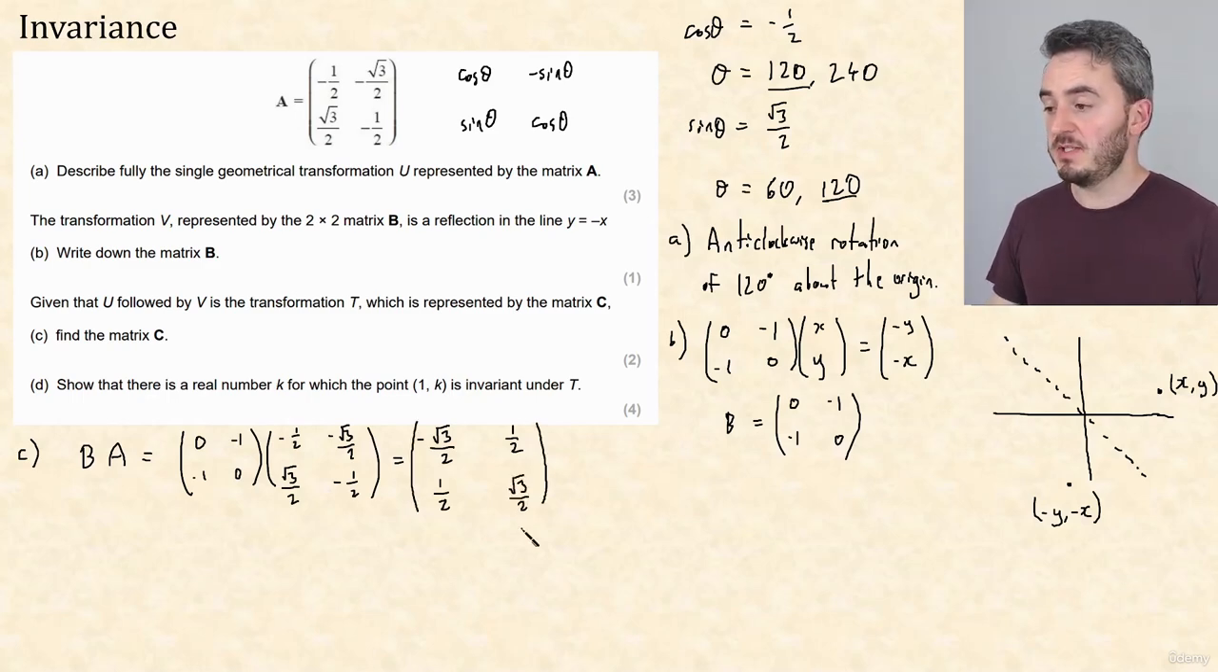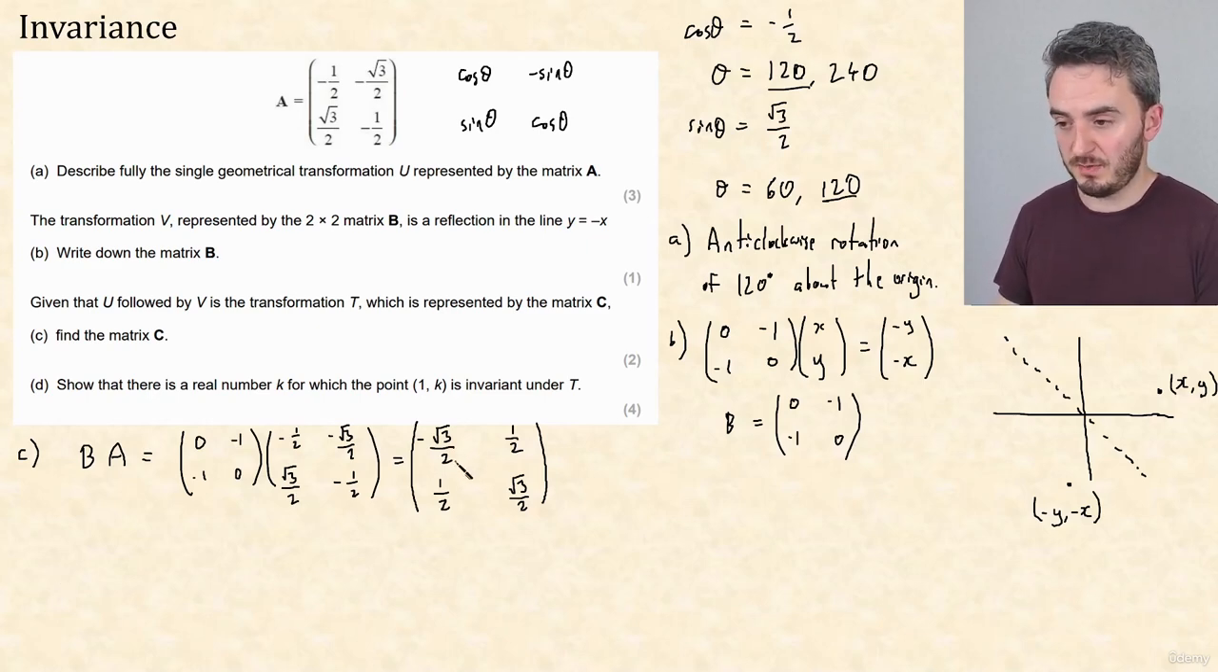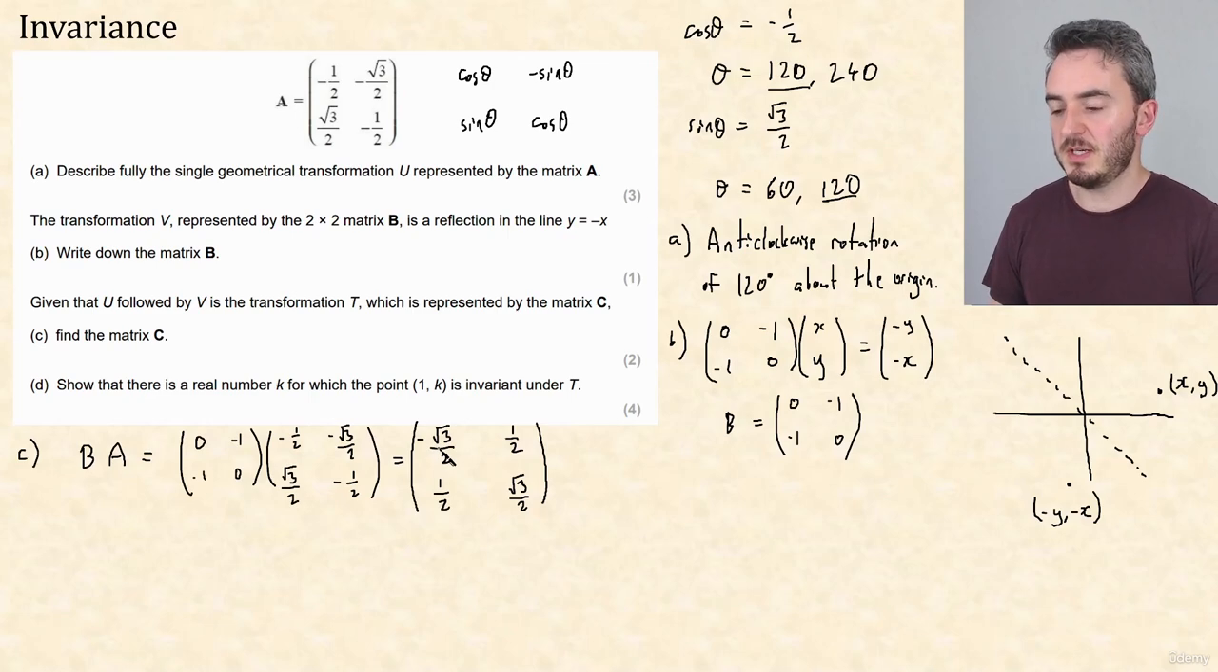Okay, now for part D, show that there is a real number k for which the point (1, k) is invariant under T. So here's the matrix representing the transformation T. And we need to show that there is a point (1, k) which is unchanged when we apply this matrix to it. Okay, let's give ourselves a little bit more room.